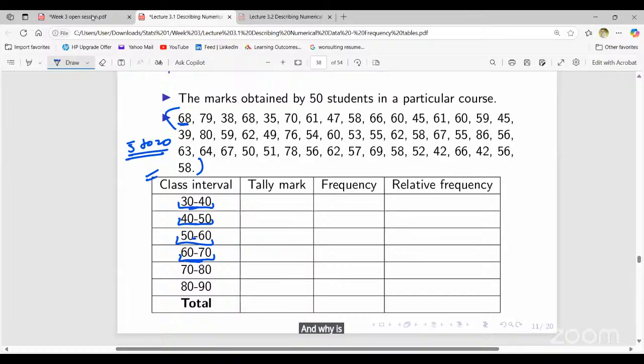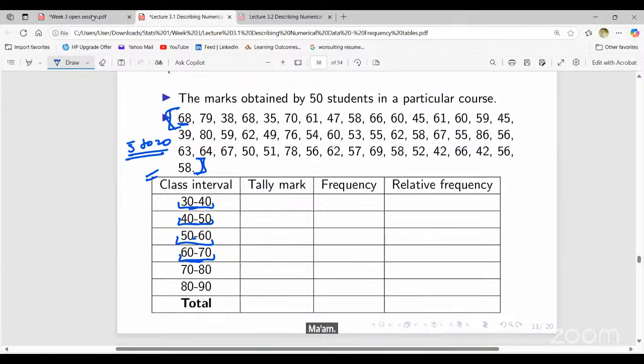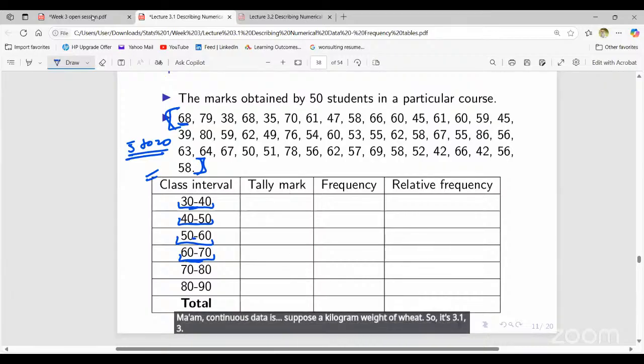And why is this data continuous? You have written there are discrete values only. So basically I have all this data. How many values will you be taking? Ma'am, continuous data is, suppose, the kilogram weight of wheat, so it's 3.1, 3.2, something like that.